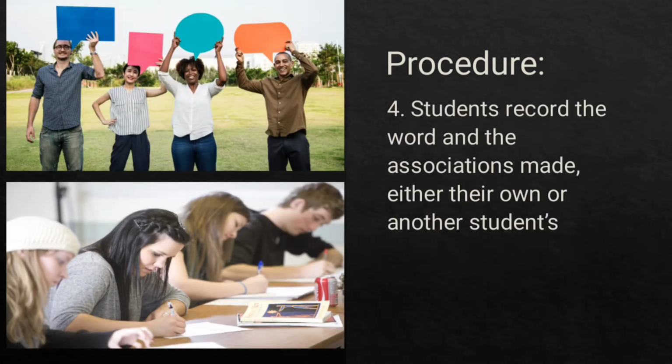So procedure number 4. Students record the word and the association made, either their own or another student's. So to be continued with procedure number 3, since the students have already an idea of what are the pictures that can make them remember that particular word, they will also record the opinions or the answers of their classmates of what are those things that can make their classmates remember that particular word also.